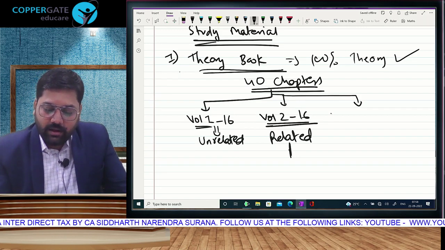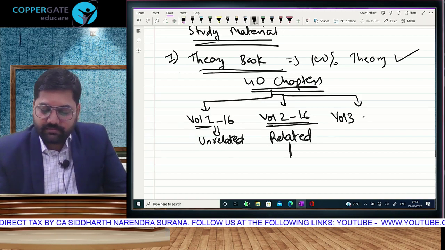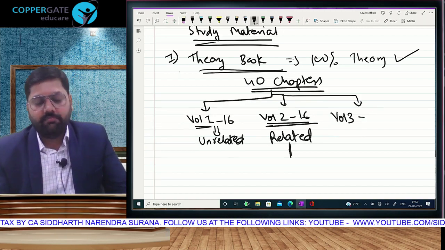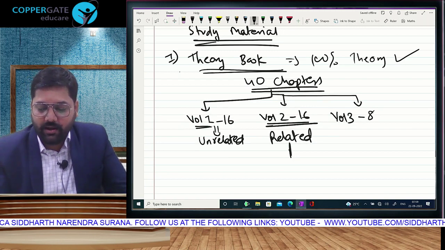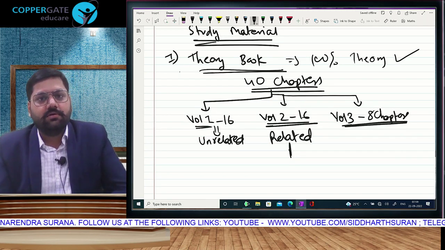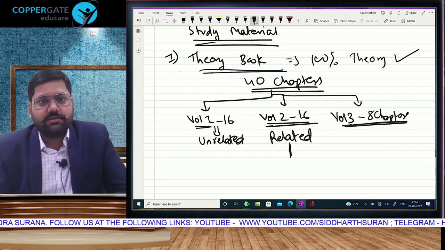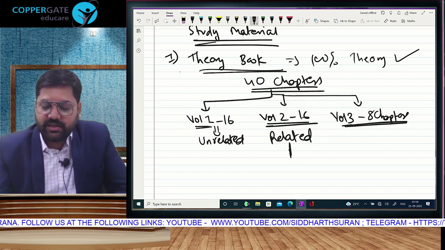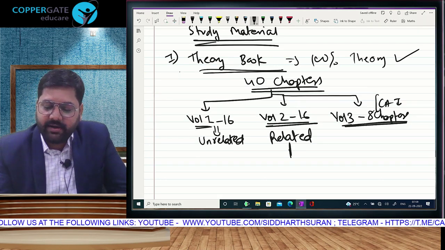Then in our volume 3, अभी बुक में 40 है और 32 हो गया, तो इतना मैथ्स तो हमने सबने स्कूल में पढ़ा. In volume 3 we will have 8 chapters. This is your CA intermediate का portion.